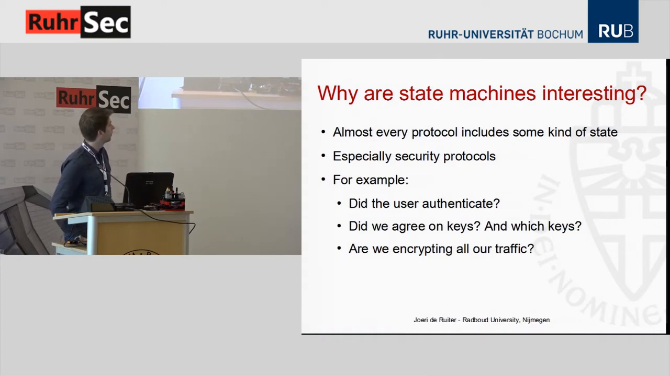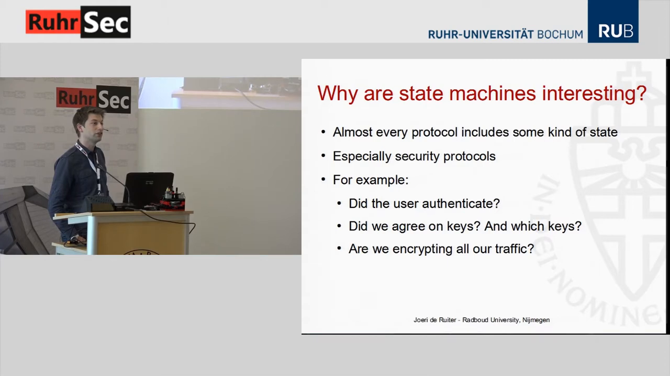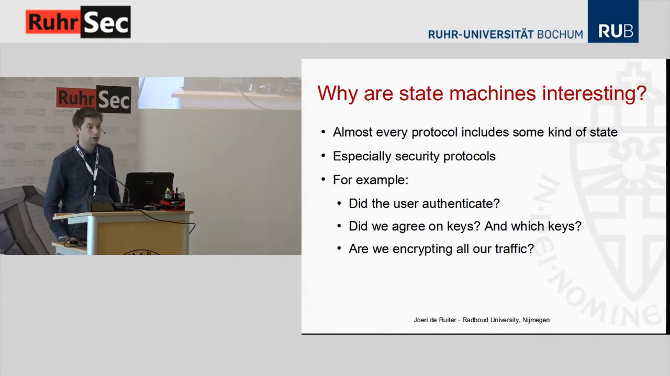So some typical types of states that we might be interested in is: did the user already authenticate or not? So maybe we only want to perform certain actions after authentication. Did we already agree on keys? Exactly which keys did we agree on? Did we already start encrypting all our traffic, or is it still fine to accept plain text data? So these are all kind of things that you need to keep track of while performing a protocol.